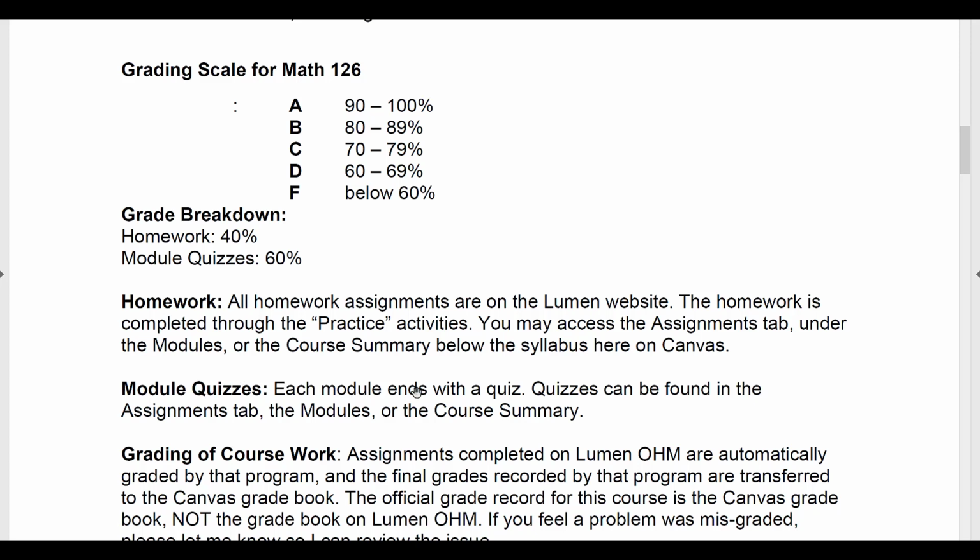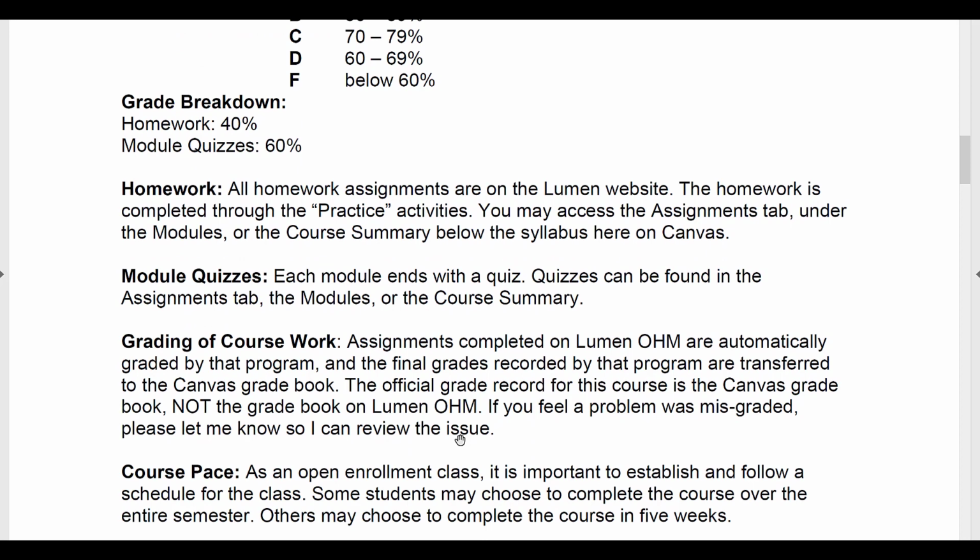Module quizzes. Each module ends with a quiz. The quizzes can be found in the assignments tab, the modules, or the course summary. So there are several ways to get to these assignments, either directly in the module or the syllabus. I think you even see them on the right side of your screen, with due dates. That's something I don't see in my view, but in the student view, I think those assignments come up there.